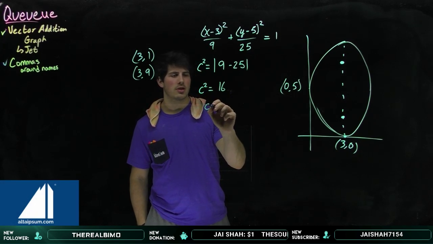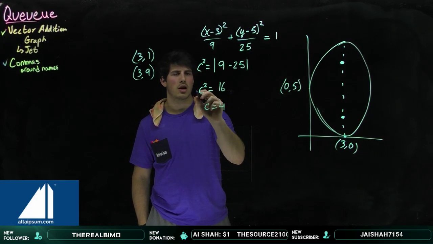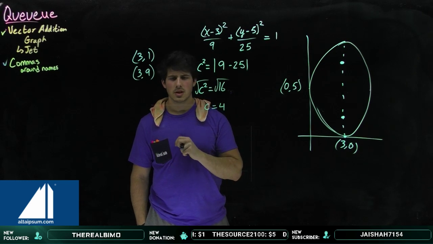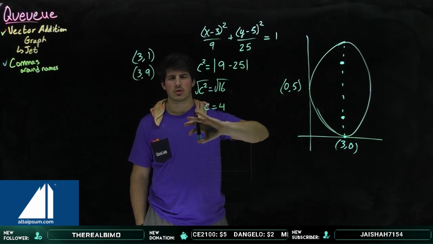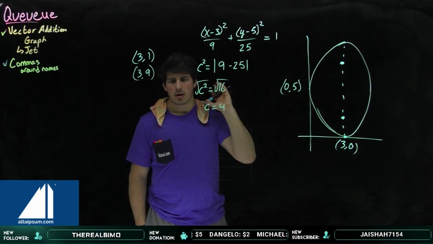So at this point, I know that C is going to be 4, right? Square root these. CB Turtle, are you following along? Is there anything I've done here that is a little too quick, a little out of the blue, something you're not familiar with?